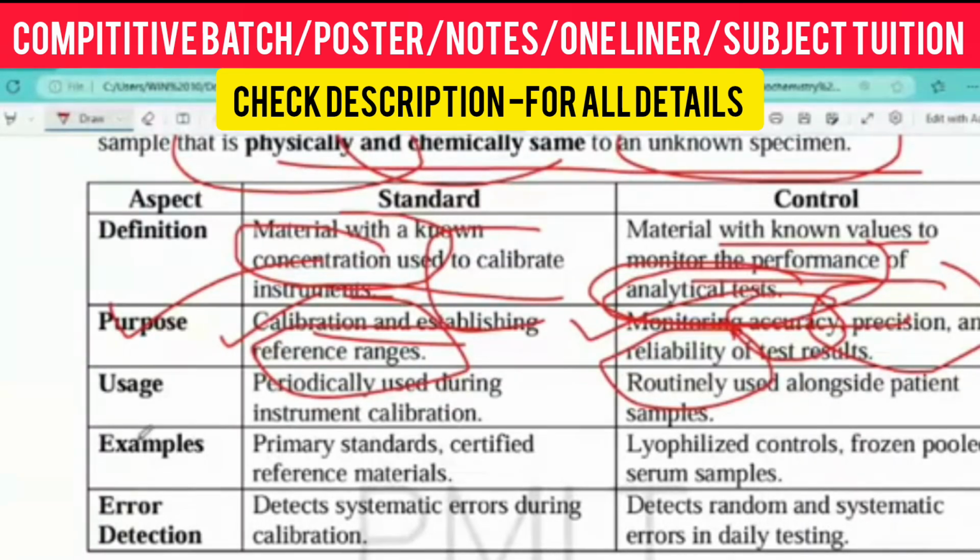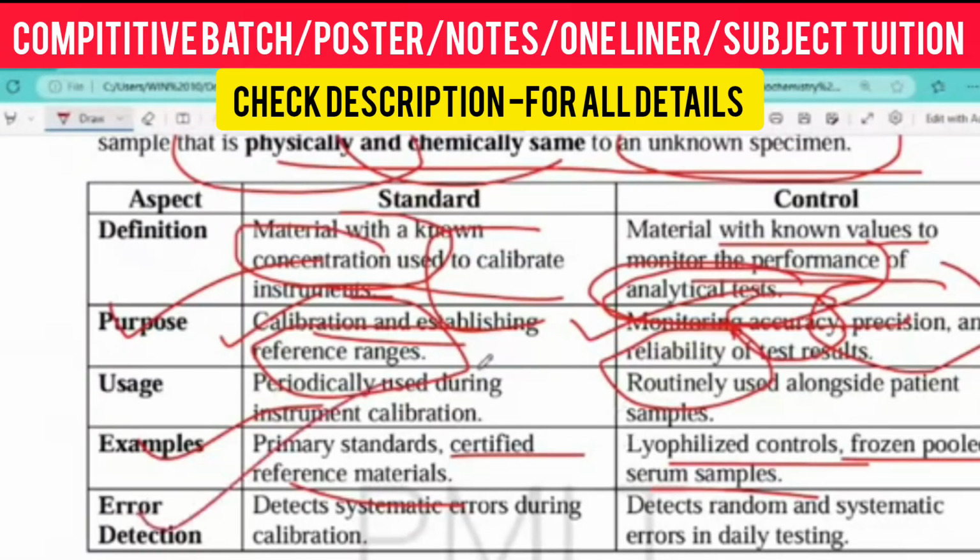Example: for standard, primary standards and certified reference materials. For control, frozen pooled serum samples, which I have already told you about, and Lympholyte control, which I have also told you about. A standard example is the glucose standard, 99.99% or 100% standard that we are using.